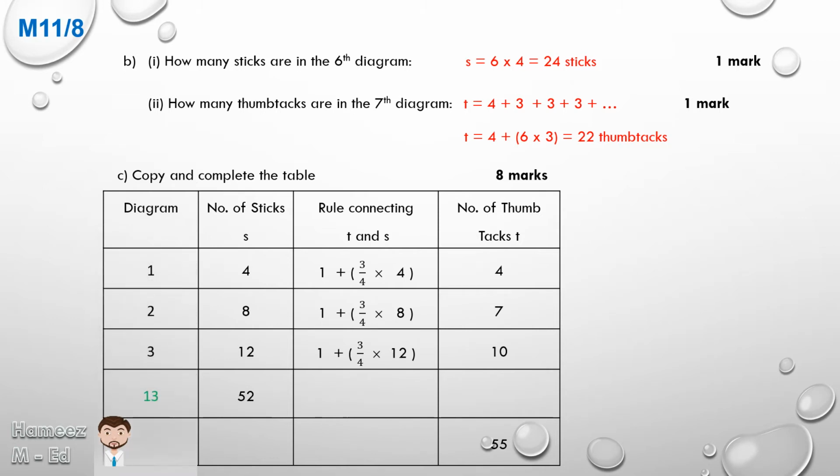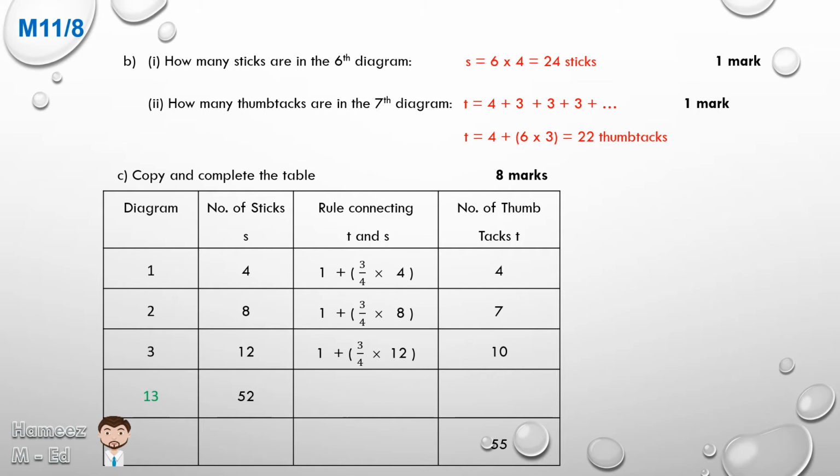As such, we can tell that in diagram 1, we drew 4 sticks. So there were 4 thumbtacks. In diagram 2, there were 2 4s at 8 sticks. So there were 7 thumbtacks, 4 plus 3. In diagram number 3, 3 4s are 12. There were 12 sticks. And as such, there were 4 for the first, and then 3 thumbtacks for each of the others. So 4 plus 3 is 7, plus 3 is 10.